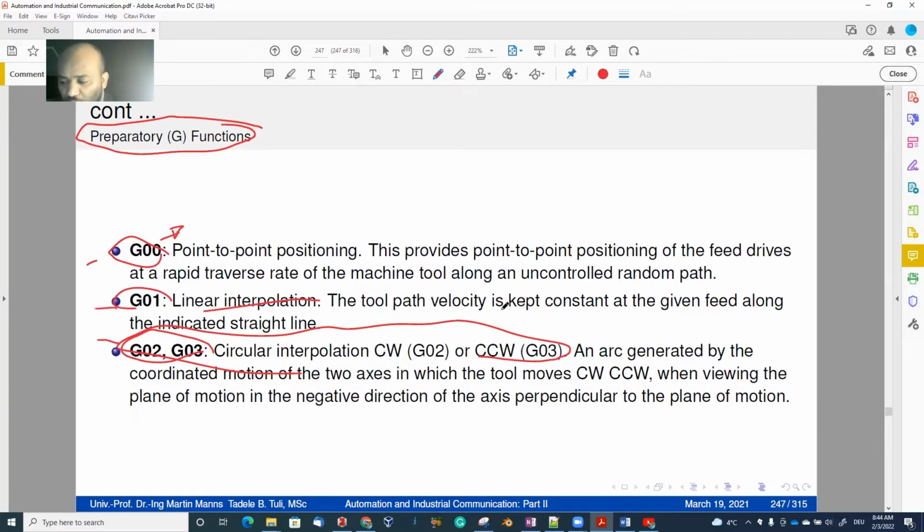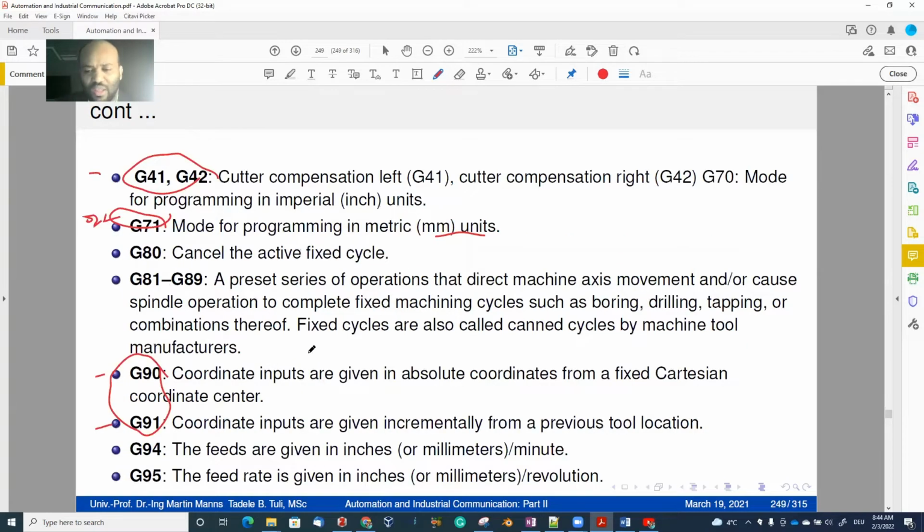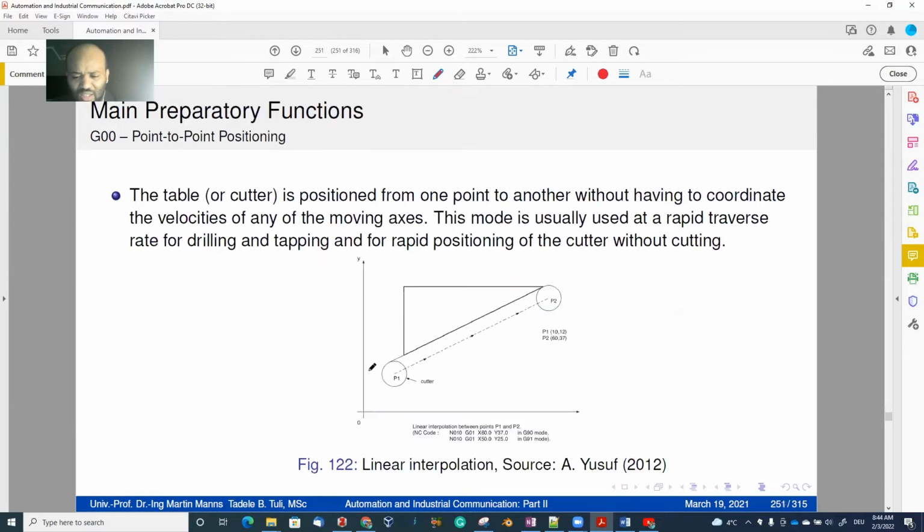Okay, so now maybe you are wondering what is incremental, what is absolute, what is cutter compensation, and so on. What do we mean by cutter compensation, or by incremental? Absolute means you have one absolute axis, and from the absolute axis, you have absolute positioning.